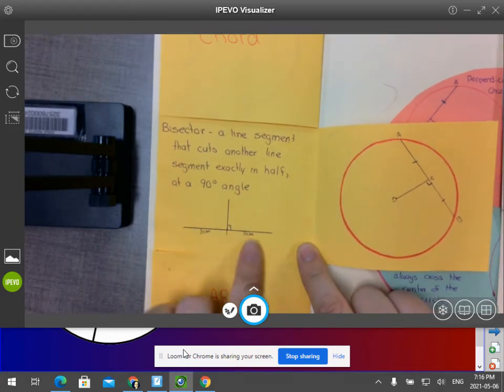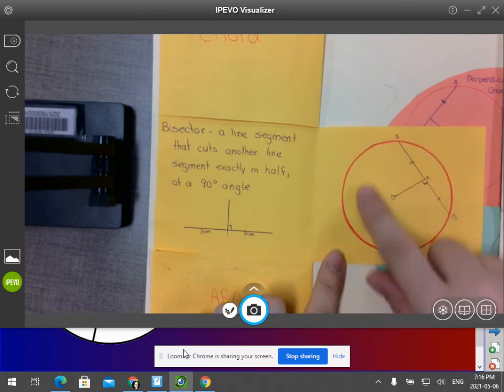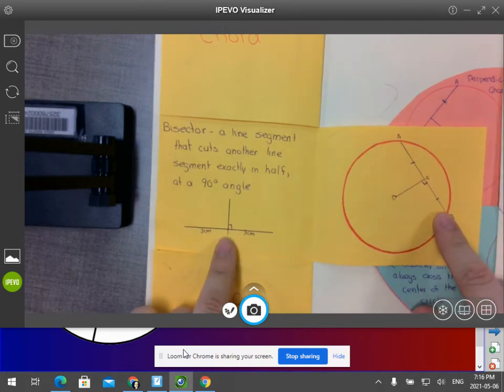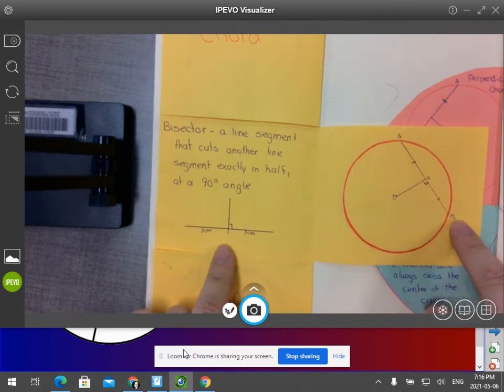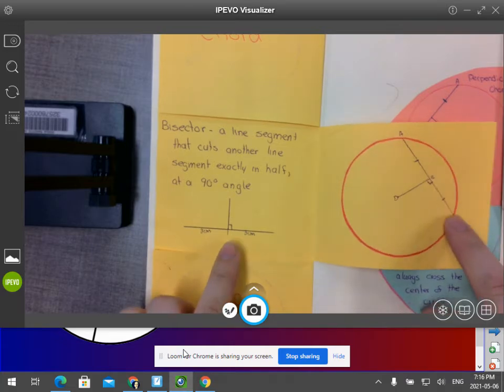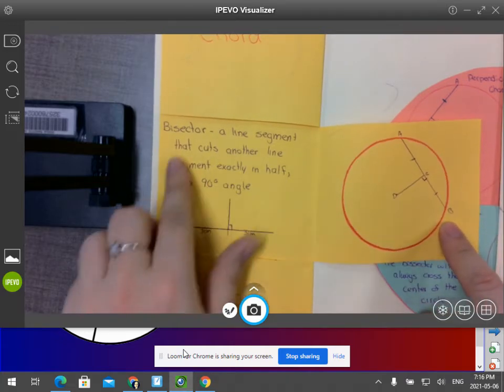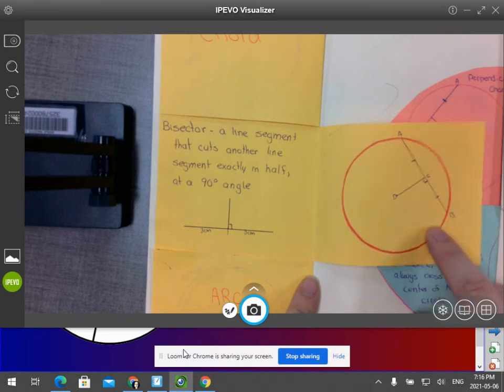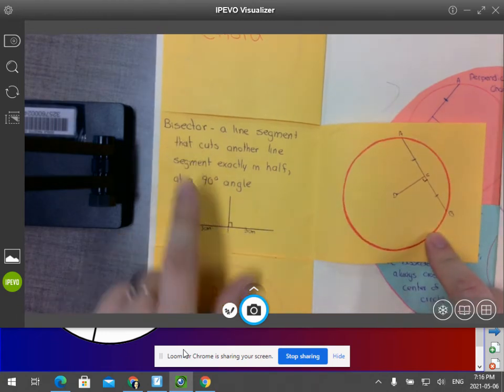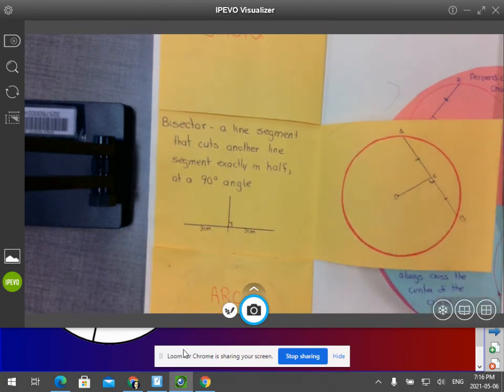I put an example here. I also put an example on a circle, and you can choose to write down either example when you are doing this for yourself, but you should put an example of what this word means so that you can refer to it in case you forget. So bisector means cut in half.